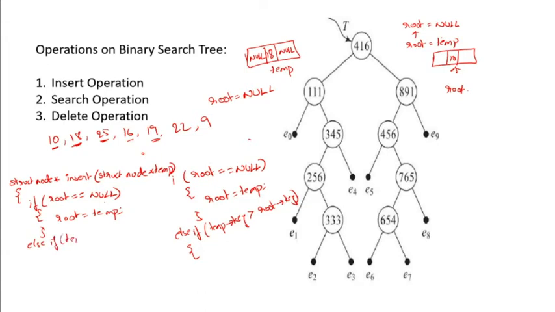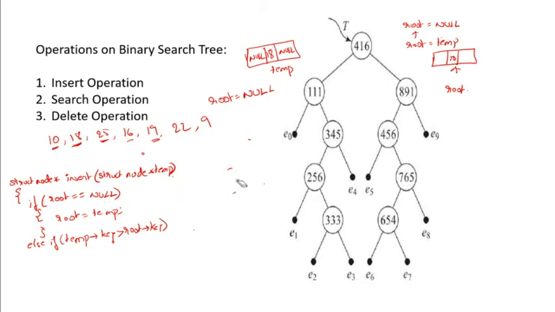Okay, now else if temp hyphen key is greater than root hyphen key. I have written the same thing here just to save space. Okay, now what is happening here? Temp hyphen key is 18. You compared with root hyphen key and found out 18 is greater than 10. Now what you need to do is assign some value to this root hyphen left.